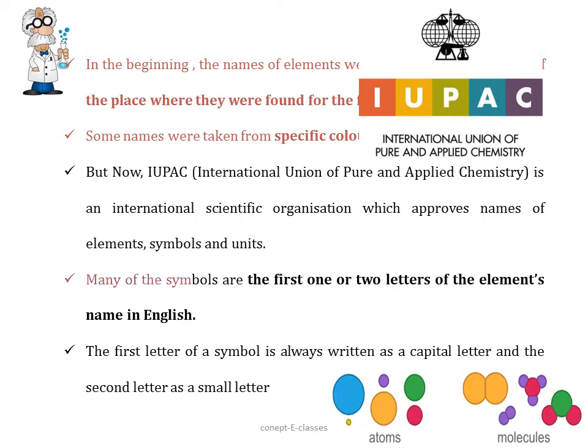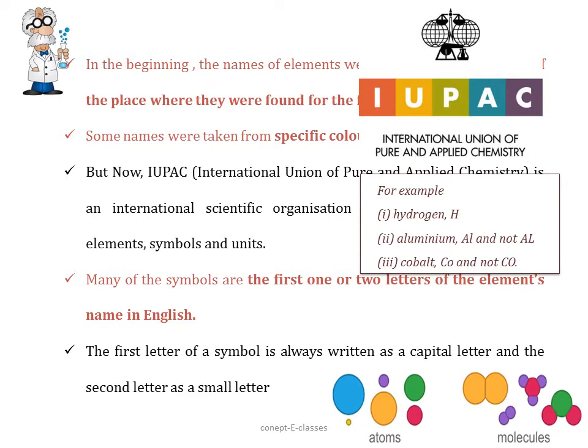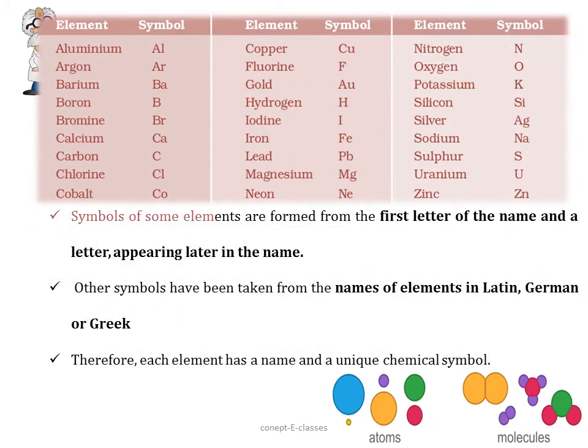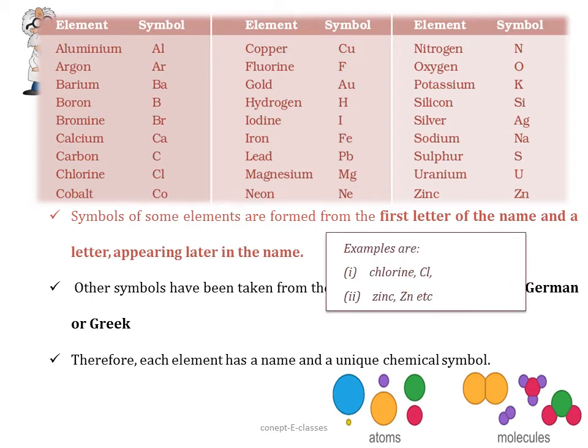Many of the symbols nowadays are the first one or two letters of the element's name in English. For example, hydrogen, H, aluminium, Al, cobalt, Co. And if you notice these examples, the first letter of the symbol is always written in uppercase, capital letter, and the second letter is a small letter. See, neon, Ne, beryllium, Be, lithium, Li, helium, He. Now, symbols of some elements are formed from the first letter of the name and a letter appearing later in the name. For example, chlorine, Cl, zinc, Zn, etc.